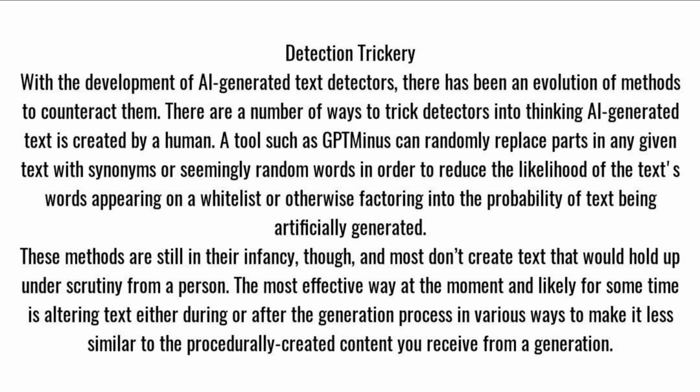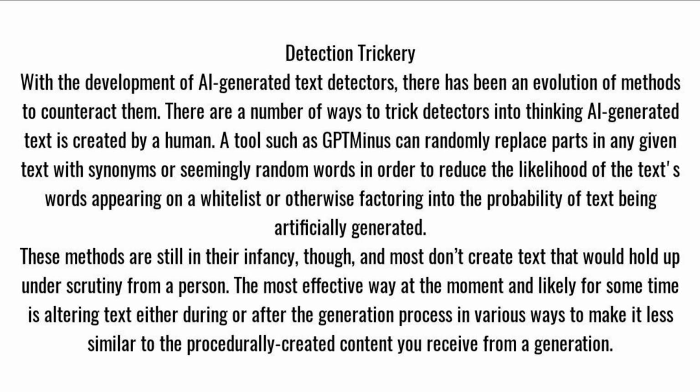Detection trickery. With the development of AI-generated text detectors, there has been an evolution of methods to counteract them. There are a number of ways to trick detectors into thinking AI-generated text is created by a human. A tool such as GPT can randomly replace parts in any given text with synonyms or seemingly random words in order to reduce the likelihood of the text's words appearing on a whitelist or otherwise factoring into the probability of text being artificially generated. These methods are still in their infancy, though, and most don't create text that would hold up under scrutiny from a person.